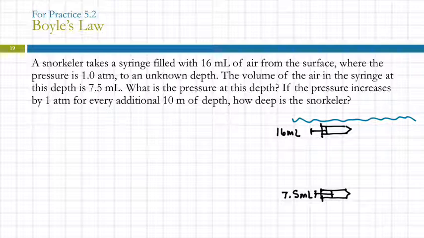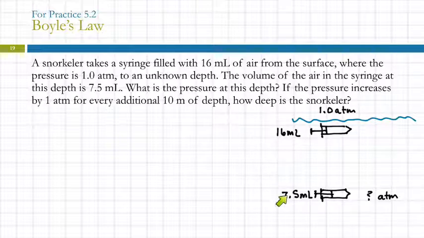So I'm just trying to draw pictures to show what these words are saying. It says that the pressure at the surface is 1 atmosphere. So it's 1 atmosphere up here. And it's asking the first question, what's the pressure at this depth? So down here, what's the pressure? Okay?